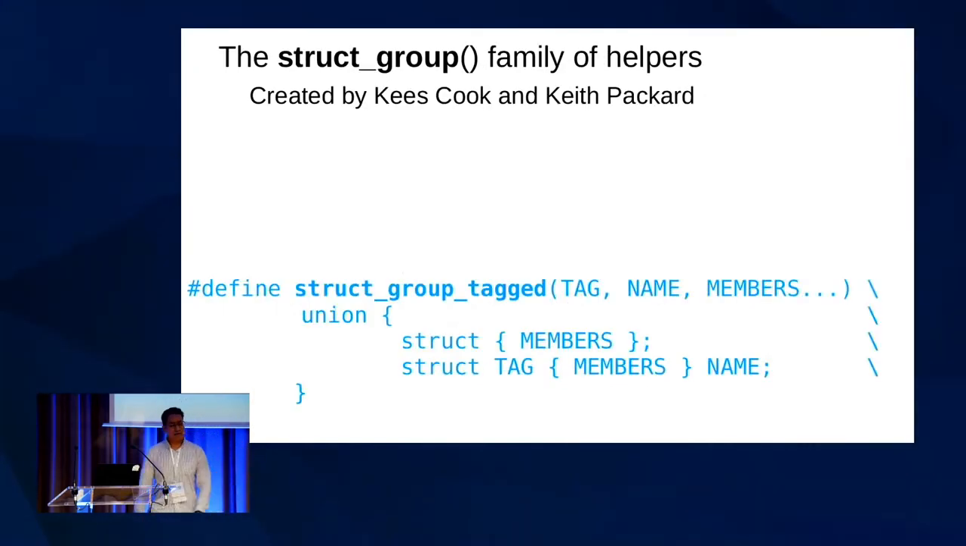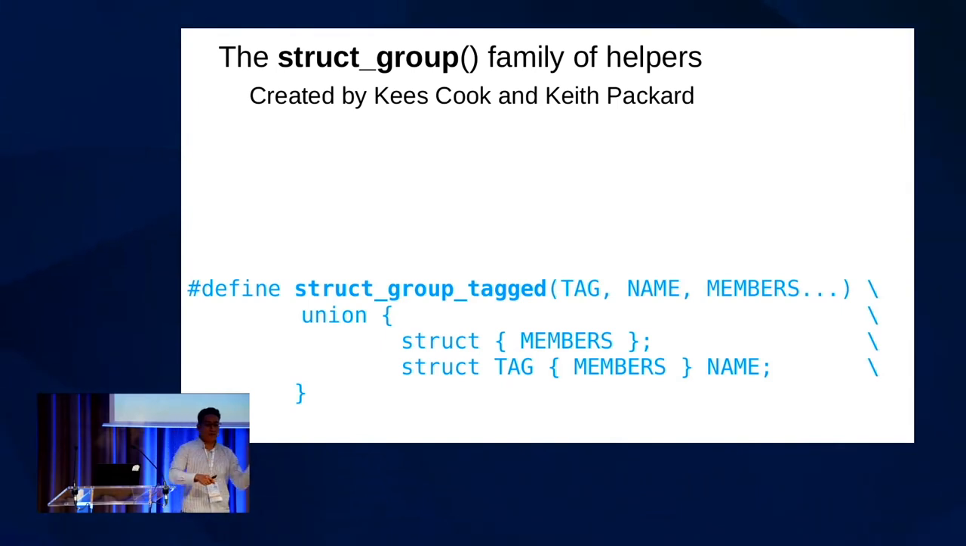Now let's get into the details about struct group because it's an interesting helper. It was implemented by Kees Cook, who is the leader of the Kernel Self-Protection Project. And this was also implemented with the help of Keith Packard, who is also a legend. And struct group is actually a family of helpers.